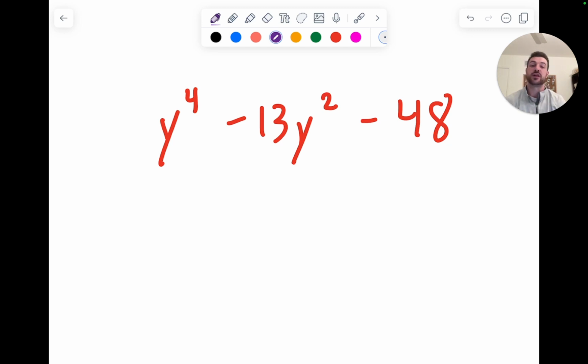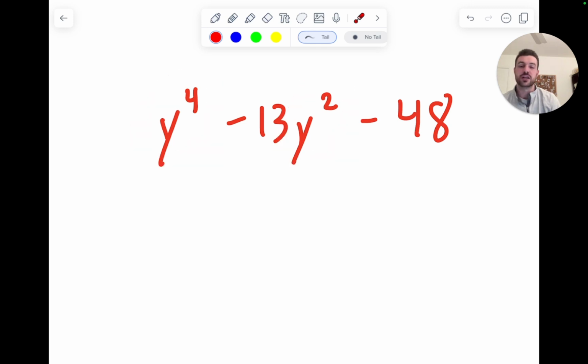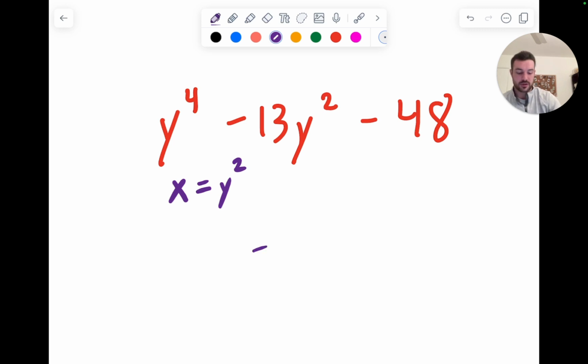The first method I'm going to show you to factor a polynomial in quadratic form is using substitution. I'm going to want to get rid of these variables in each term and replace them with something that makes this look more like a quadratic. My middle term I really want to be something to the first power. So I'm going to set x equal to y squared. What that means is my middle term is going to be negative 13x, and then my constant stays the same.